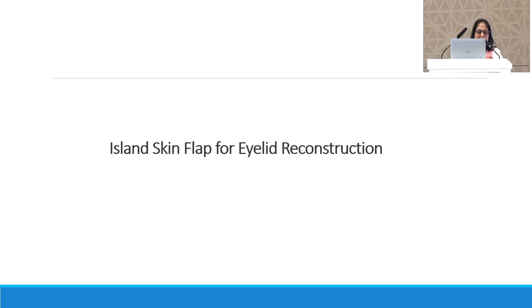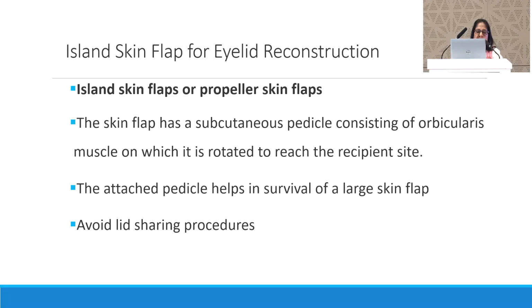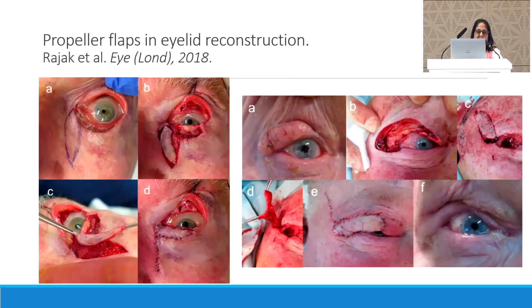Then coming to another important principle, that of the eyelid skin flap. Again, this helps in single stage surgery. So what exactly is an eyelid flap? You incise the skin all around circumferentially, and you leave a subcutaneous pedicle for the vascularity. So it is like a flap.